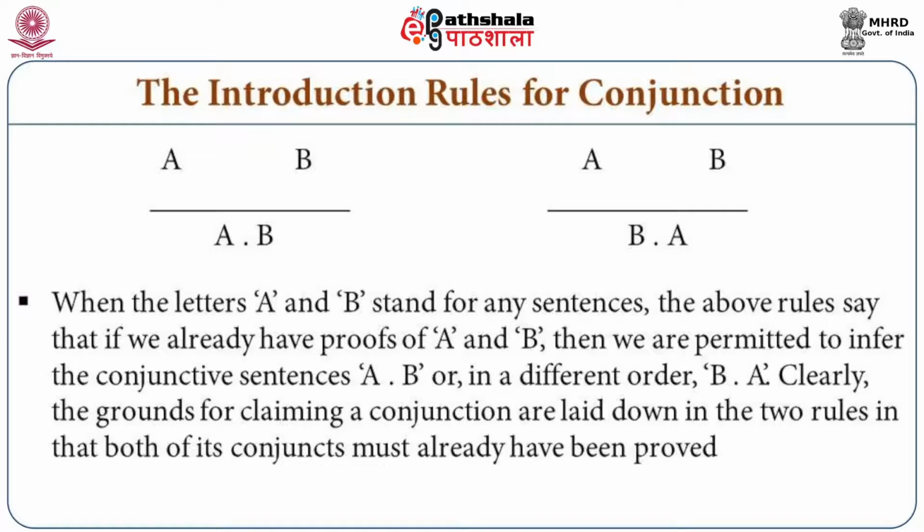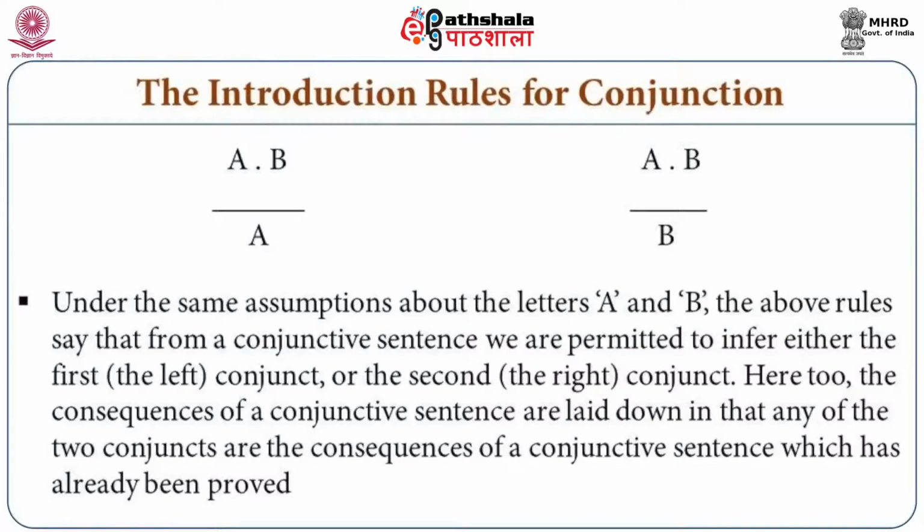If we have a sentence A and then another sentence B, and these are shown to be true, in other words, these are proved to be true, then from there we can infer the conjunction of A and B. Or given the sentence A and another sentence B which are both shown to be true, or for which we have given a proof already, then we can infer the conjunction of B and A.